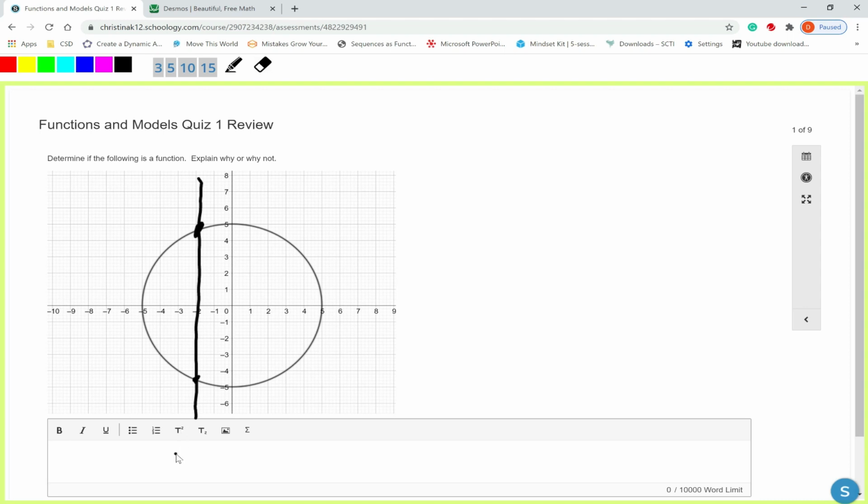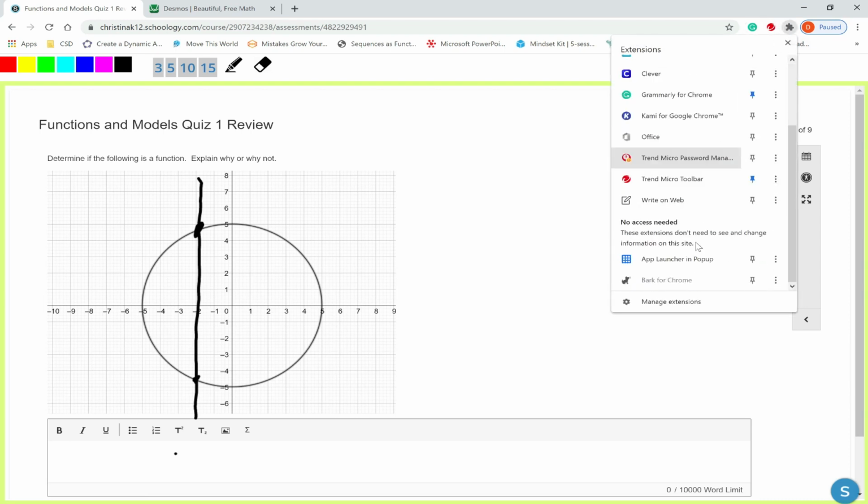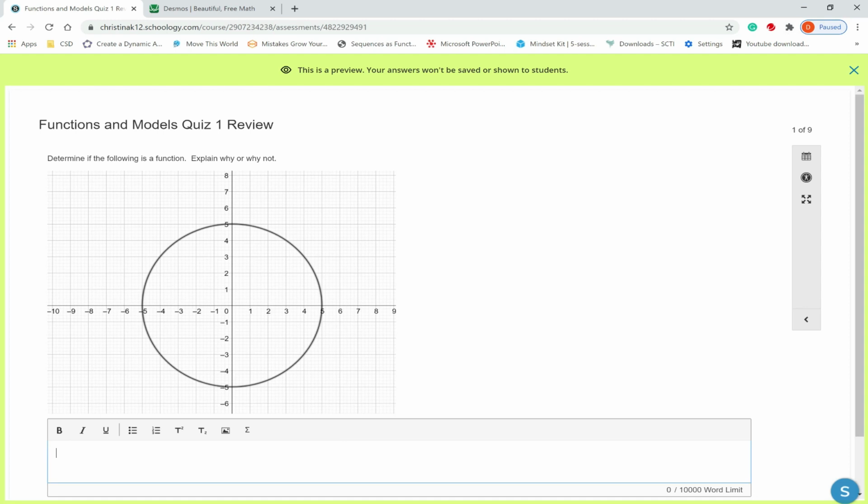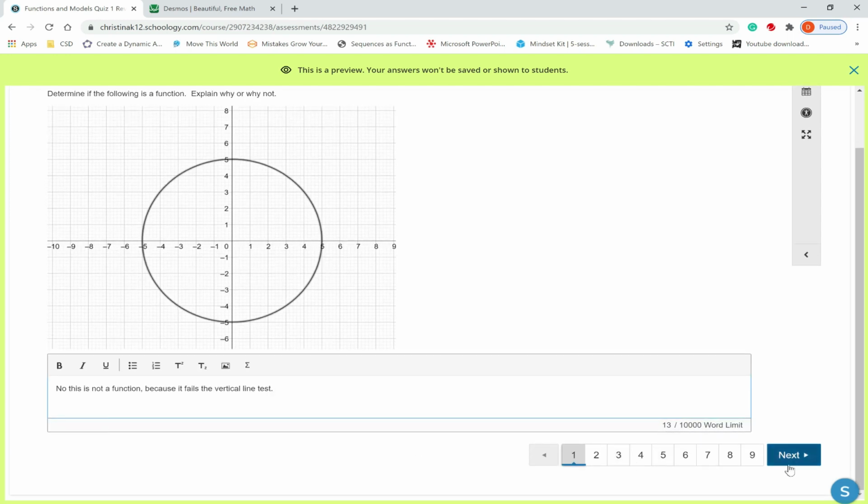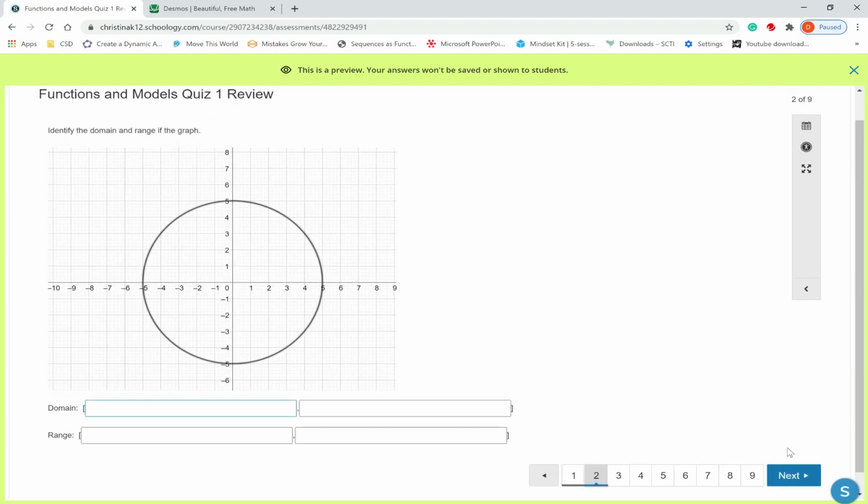So our correct answer for number 1 would be no, because it fails the vertical line test. So no, this is not a function because it fails the vertical line test, and we are done number 1. Moving on to number 2. Identify the domain and range of the graph.